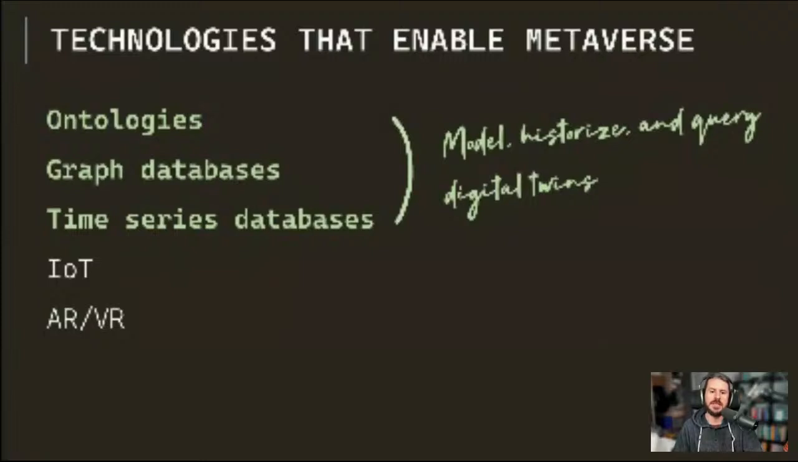But all of that, you need to be able to model the relationship between all those entities. You need to be able to persist the data in graph databases, time series databases. You want to be able to navigate all the different relationships between the different entities.